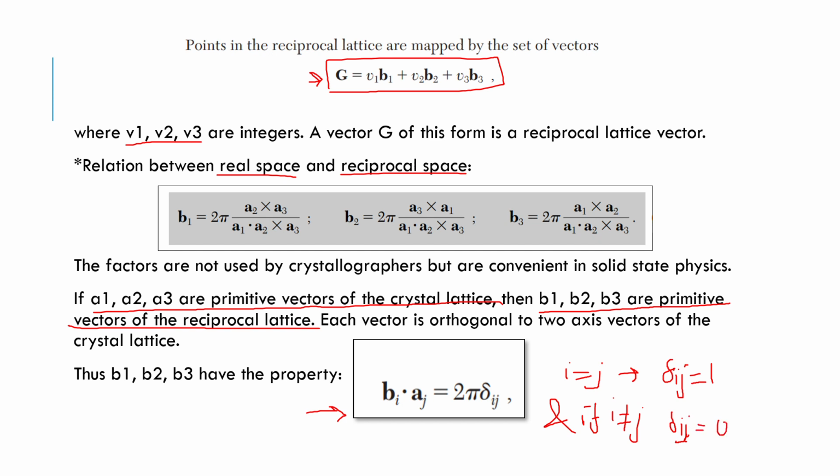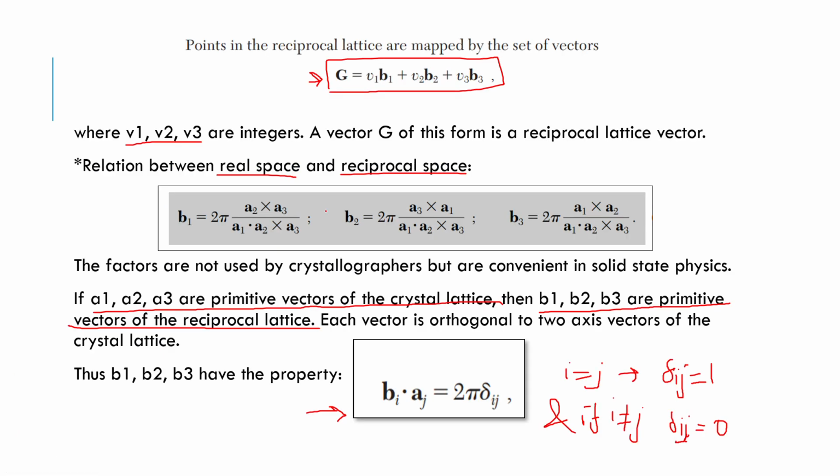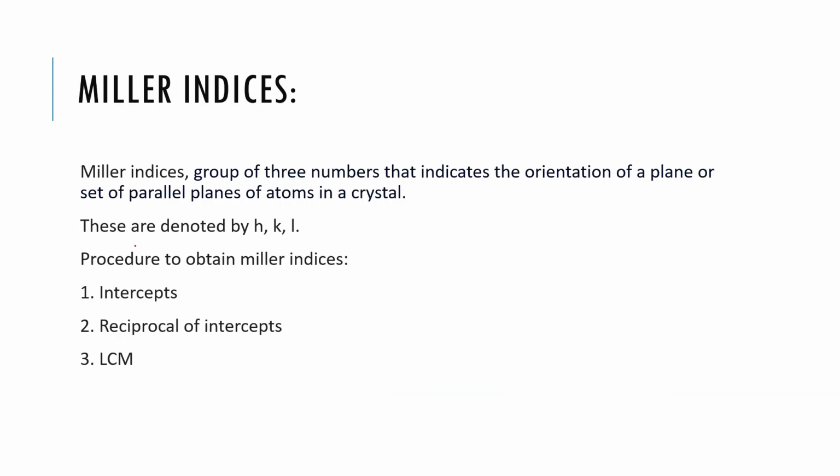So now let's see what the Miller indices are. As I mentioned in the previous slide, these v1, v2, v3 are nothing but the Miller indices. So how do we find these Miller indices? There's a certain procedure that we follow to obtain them. First, find the intercepts of the plane; second, find the reciprocal of the intercepts; third, we find the LCM.